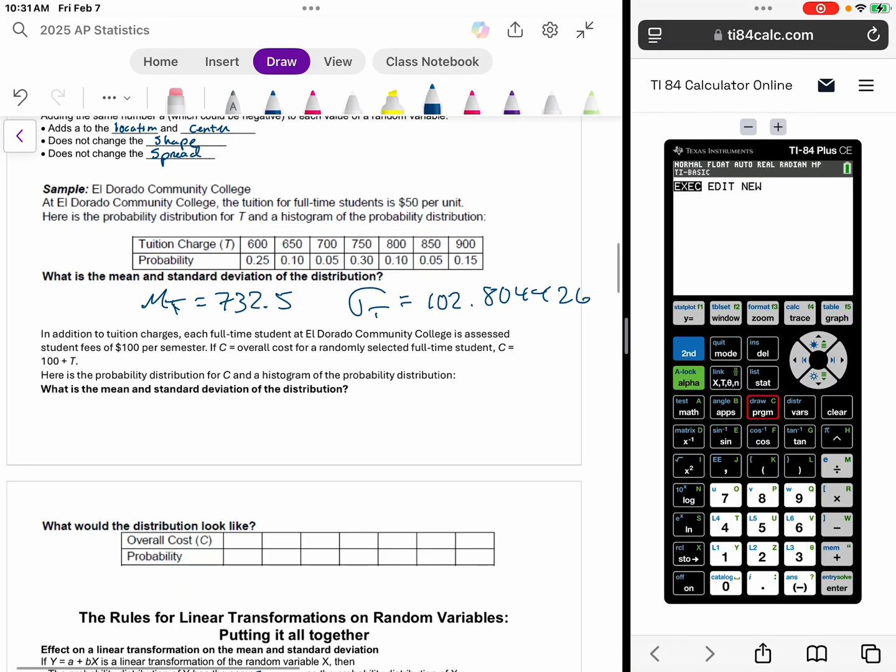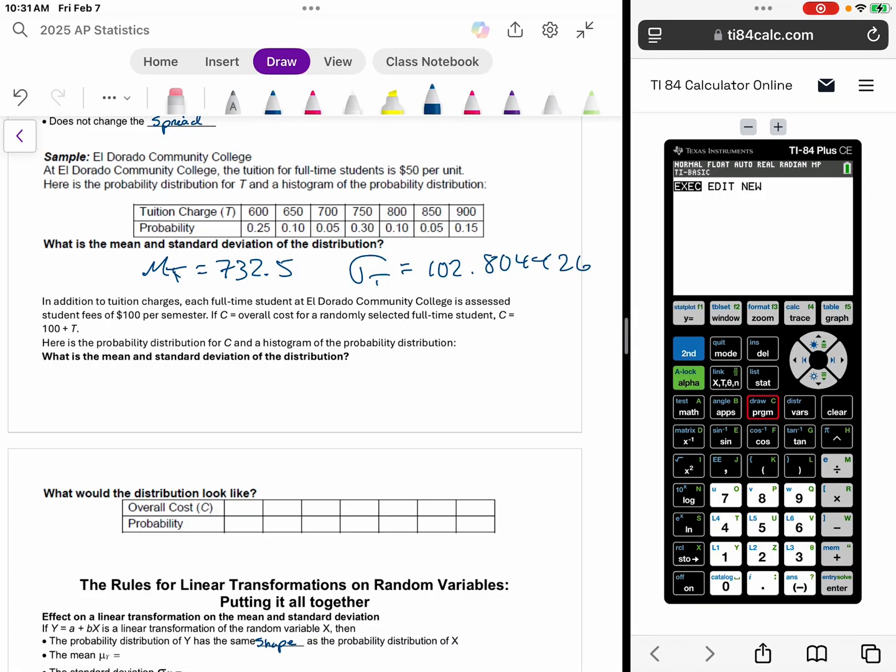Now we have some things that we can check mathematically, but as we go through, they asked us to go back to that El Dorado situation. We know the tuition charge is $50 per unit. We have our table, and the mean and the standard deviation we calculated earlier. They said, in addition to tuition charges, each full-time student at El Dorado Community College is assessed a $100 per semester fee. If C is equal to the overall cost for a randomly selected full-time student, then C is equal to 100 plus whatever the tuition charge is. They asked us to figure out the mean and standard deviation of that.